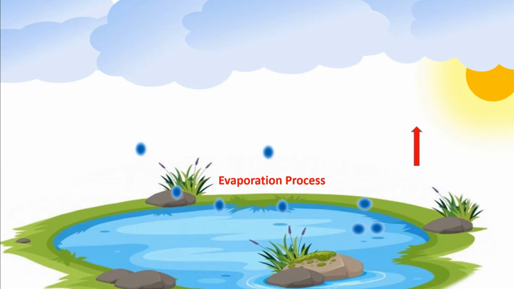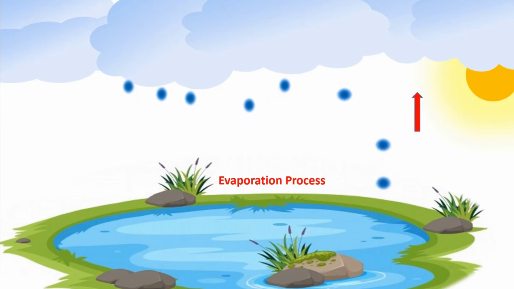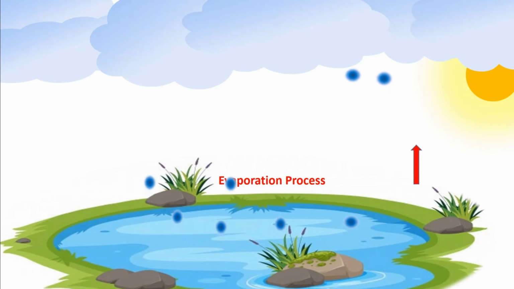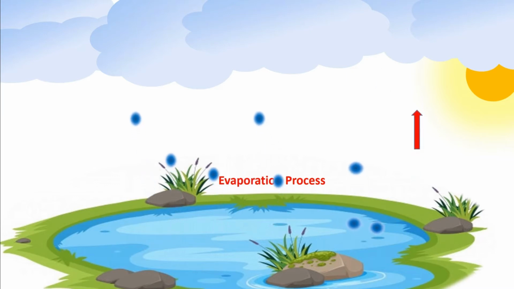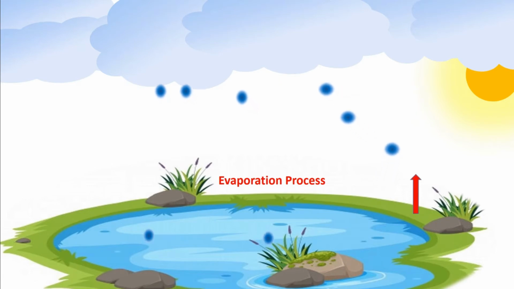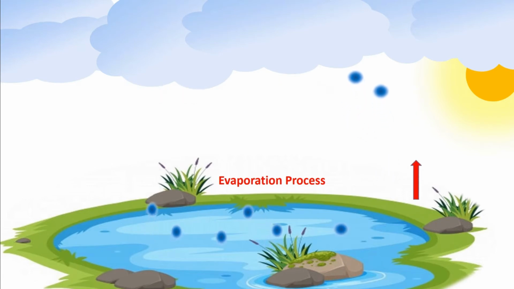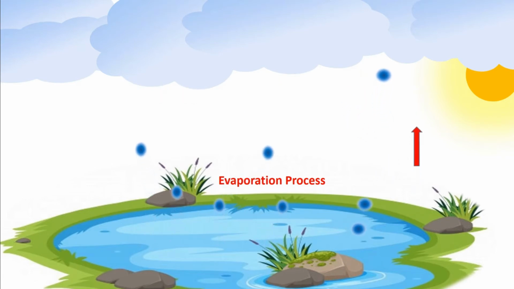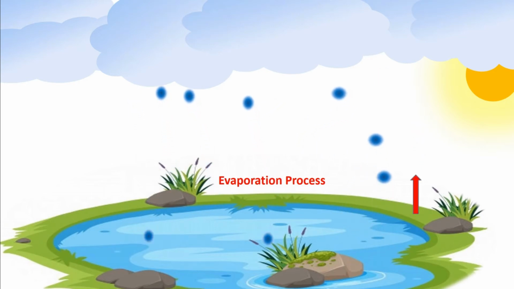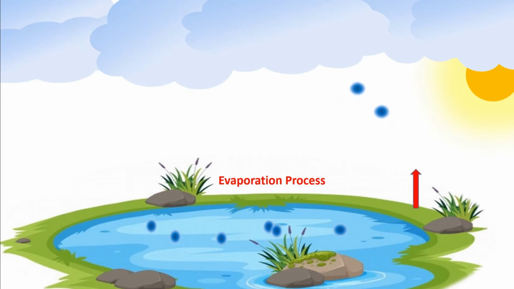The evaporation process is very simple to understand. In evaporation, the small and tiny particles called water molecules, or you can also say water vapors, escape from the surface of the earth and go up to the sky. You can see this process on your screen. Furthermore, evaporation is continuous at all temperatures and pressures.